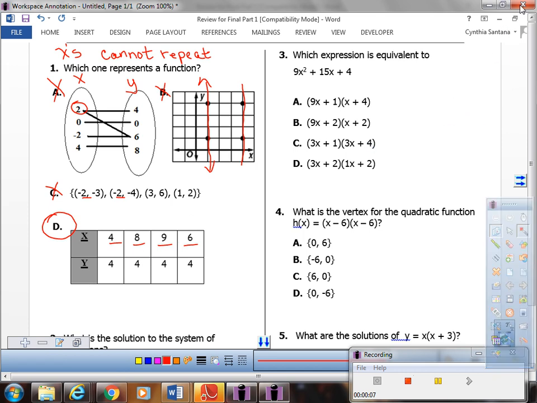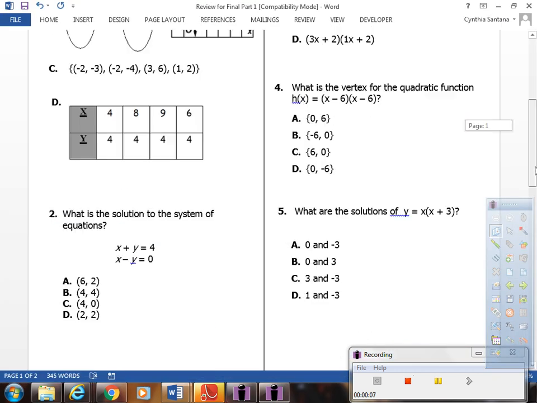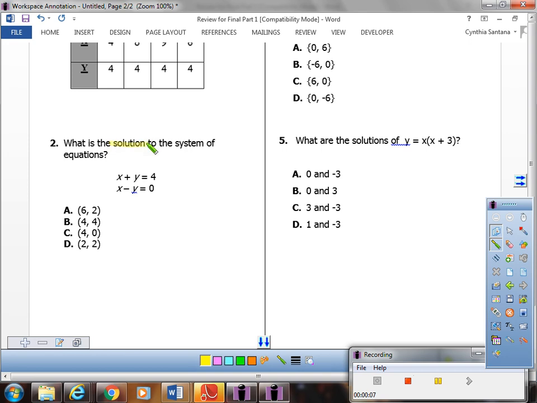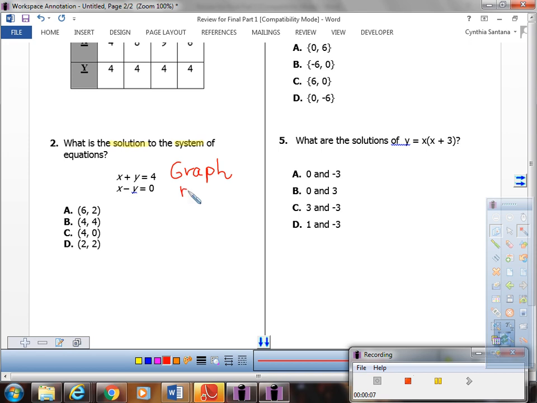Alright, so let's look at number 2. Number 2 says, what is a solution to the system? There are 2 ways that you can solve this. When they want a solution to a system, you can either graph, and you can find the intersection, which is menu 64. That's one way you can do this. So let's try that way.